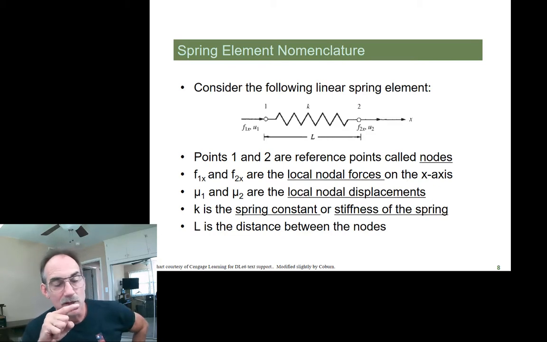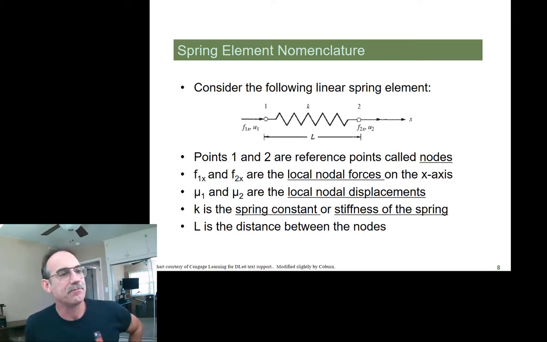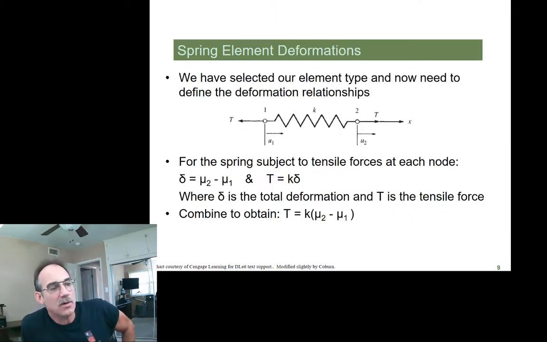But ignore the mu. u1 and u2 are the local displacements in the x direction at each of those nodes. K is our spring constant. We only have one element, so we only have one spring constant. That's the stiffness of the spring, right? And L is our distance between the nodes.